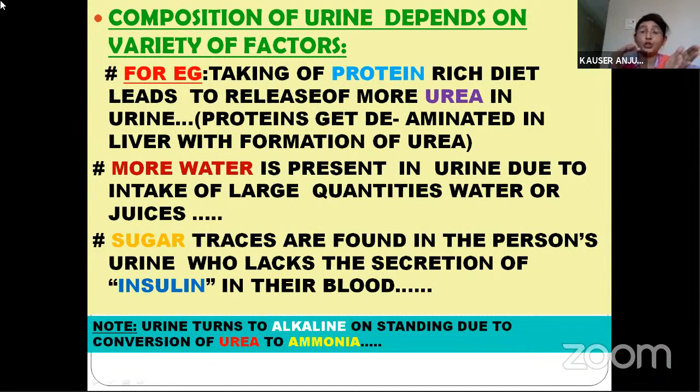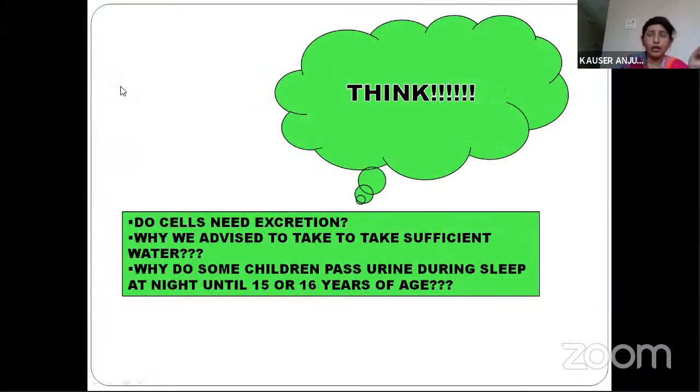The acidic nature turns to alkaline nature because of conversion of urea, which is acidic in nature, to ammonia, which is alkaline in nature. So urine turns to alkaline on standing due to conversion of urea to ammonia. I hope you have understood why acidic urine turns to alkaline. Now it is the time to think and to give some work to your brain.